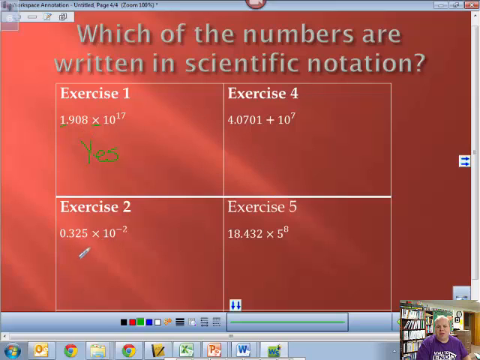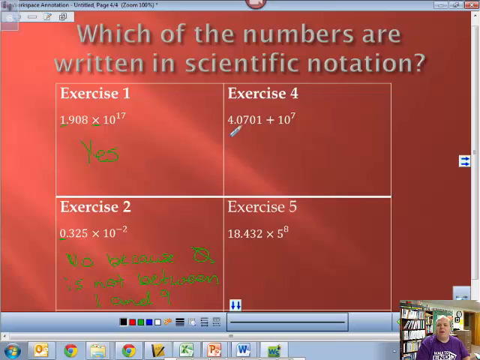Now, let's look at number 2 down here. Is number 2 in scientific notation? It looks like it. It's kind of deceiving, though. Remember, I said my leading digit has to be between 1 and 9. Is my leading digit here between 1 and 9? No, it is not. So I would say no, because 0 is not between 1 and 9.